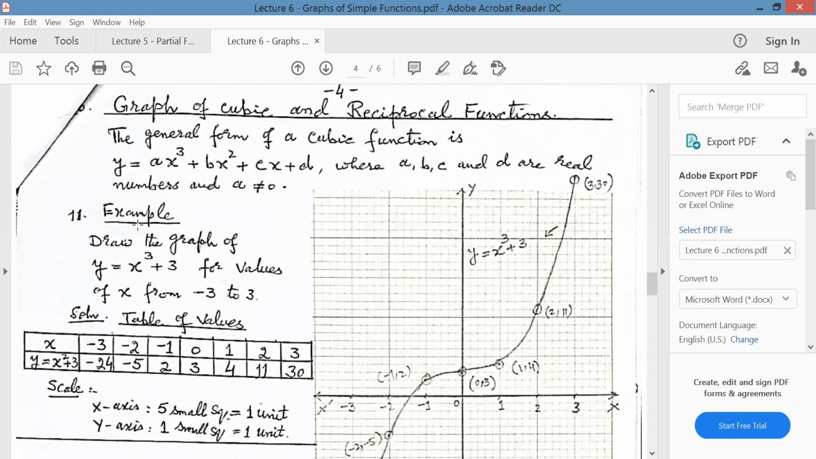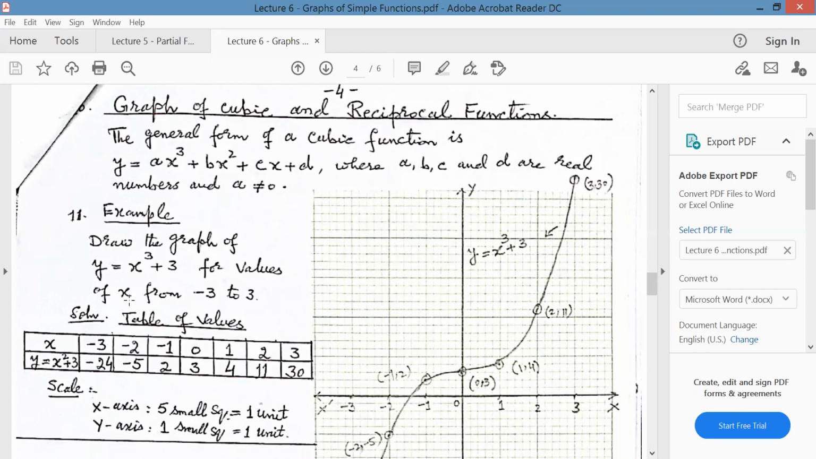Now I'm taking a particular example. Draw the graph of y equal to x cube plus 3 for values of x from -3 to +3. This is another style of giving you the interval. Okay, we make the table of values. Keep on writing these values from -3 to +3. These are the x values given, and then keep on putting these values in the equation.